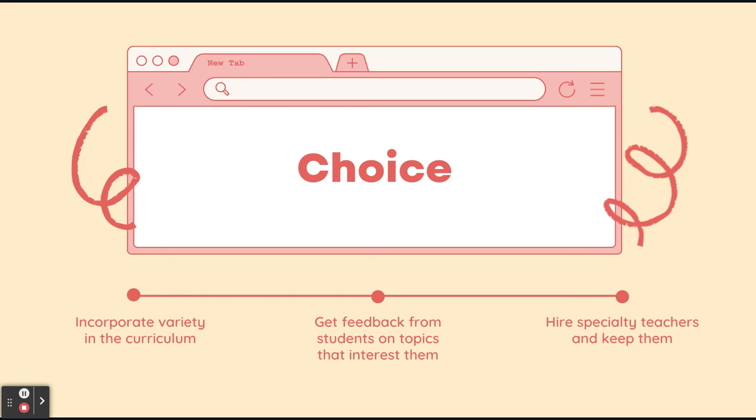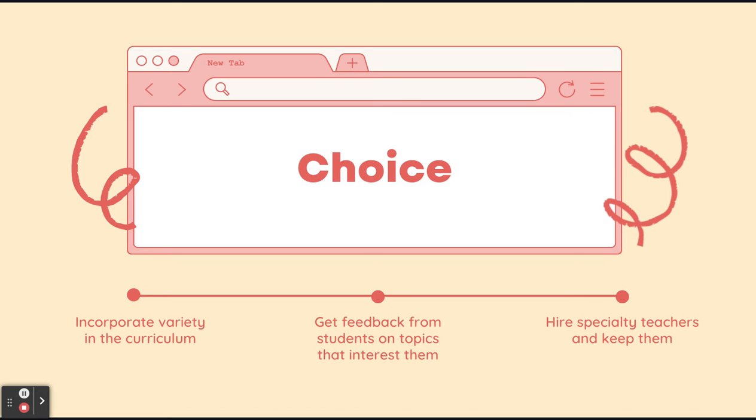Next is choice. We need to have a variety in the curriculum. That would include things not just like different types of science classes, biology, chemistry, physics, different types of extracurricular activities, and different non-core types of classes. And in order to choose those, I think it's important that we get feedback from students on topics that interest them. Not every school is the same. Some schools maybe really would want art, and some schools would maybe really want a construction class. It kind of depends on the students, right?